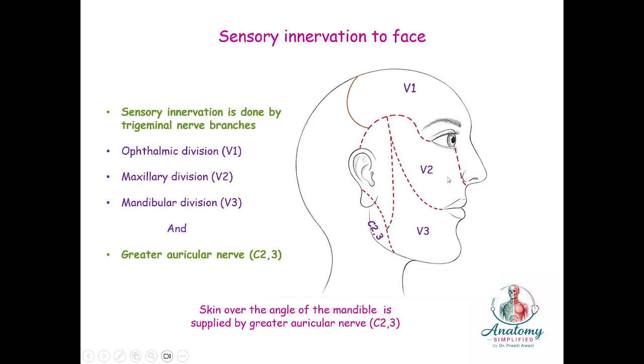Then we have second division of trigeminal nerve, maxillary division. It is innervating to the lower eyelid, the upper lip, and the upper part of the cheek. The mandibular division is innervating to everything related to mandible here, the lower lip, and lower part of the cheek. The skin over the angle of the mandible is innervated by a branch from cervical plexus, that is greater auricular nerve. Root value cervical 2 and 3.